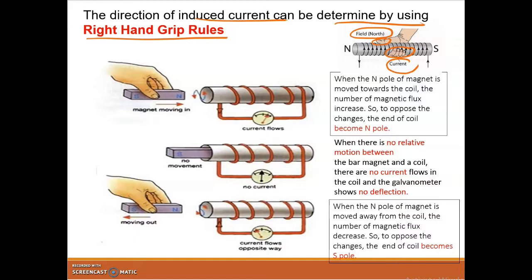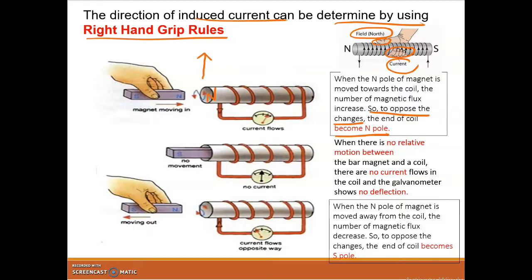When the north pole of the magnet bar is moved towards the coil, the magnetic flux will be increasing. So, to oppose the change, the end of the coil will behave like a north pole. Because north and north do not like each other, they will repel. So, it will decrease the magnetic flux.